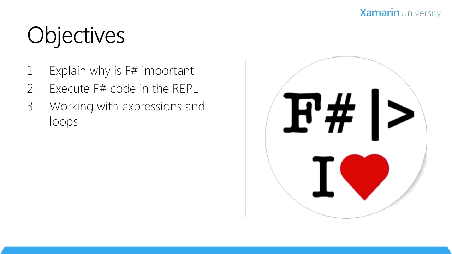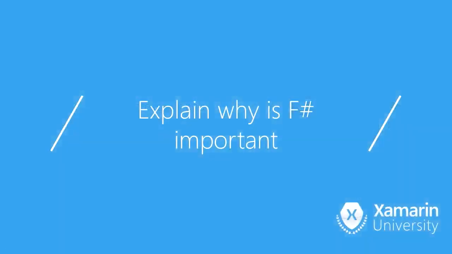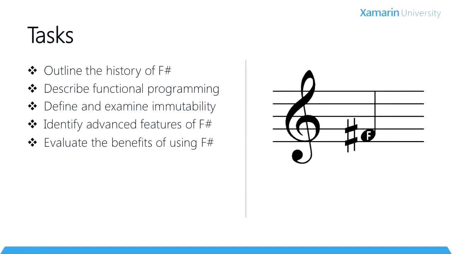Now let's get started. We're going to start with some basic information about F# and hopefully show you why so many people are excited about the language. And we have a few tasks for this objective: to briefly cover the history of F# and functional programming, to show why immutability is such a useful feature, to go over some of the more advanced and fascinating features of F#, and finally to talk about several of the benefits of F#.